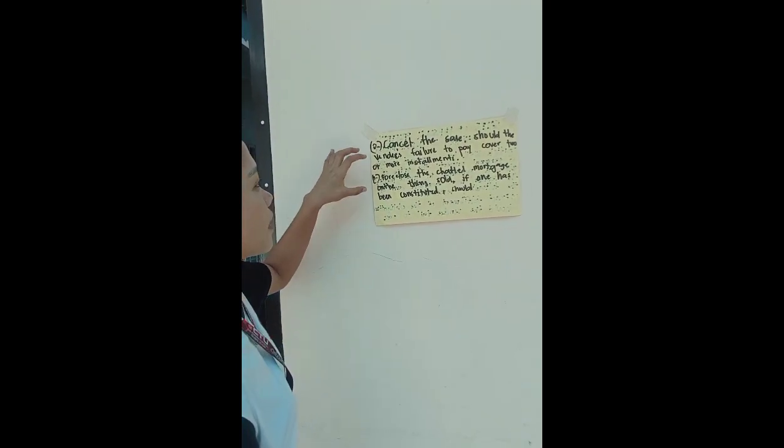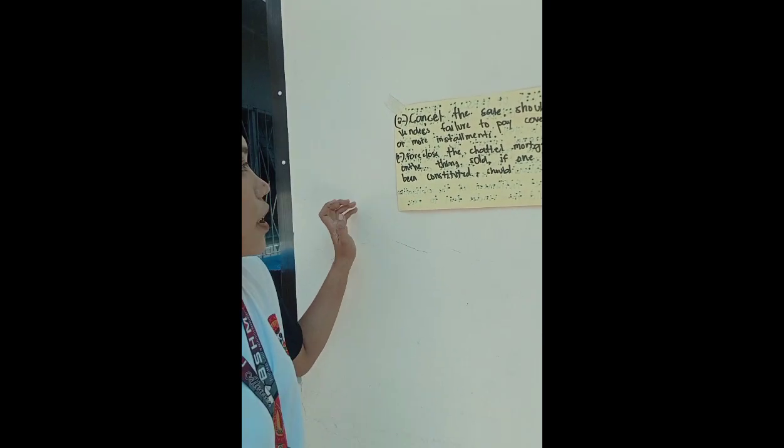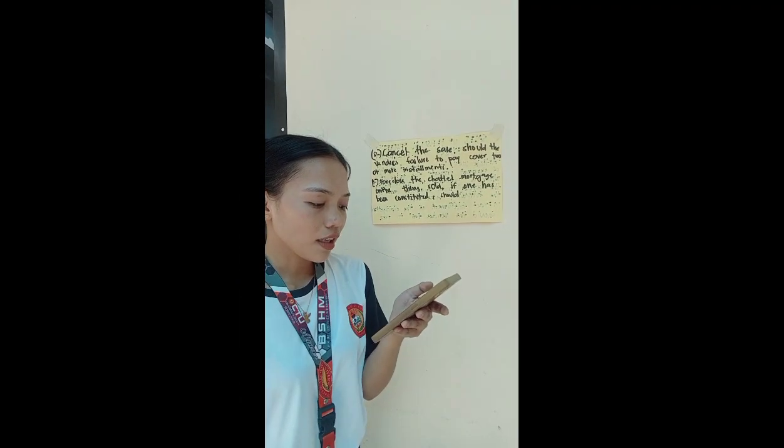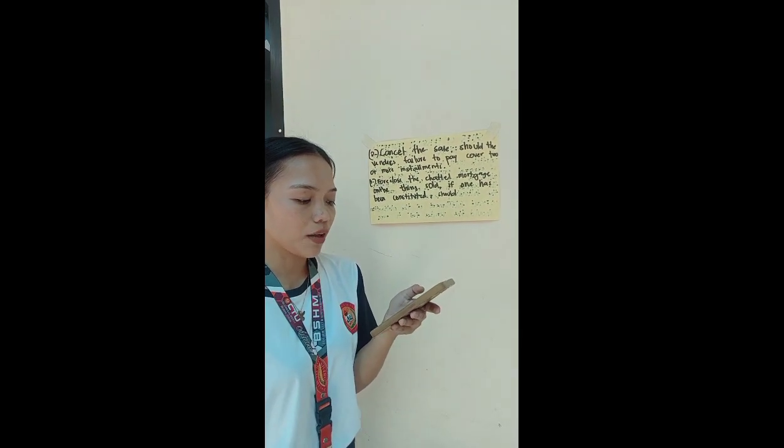So second and third are the same. Cancel the sale should the vendee's failure to pay cover 2 or more installments. Then foreclose the chattel mortgage on the thing sold if one has been constituted. In this case, he shall have no further action against the purchaser to recover any unpaid balance of the price.